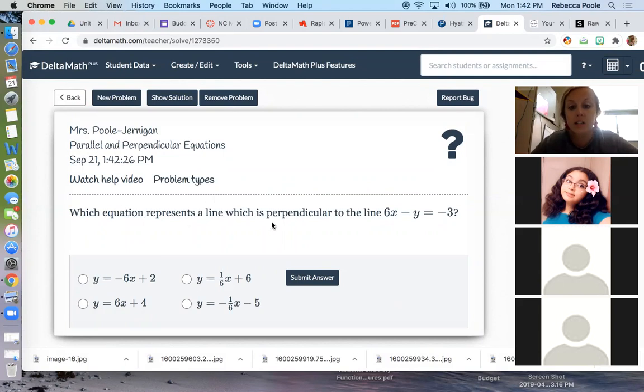Which equation represents a line which is perpendicular to this line? This one's actually easier than the one on the quiz. Can somebody tell me why? Because the answer choices are already solved. Good. The answer choices already say y equals. The one on the quiz, the answer choices didn't say y equals, and you had to go through and solve them all. I forgot that I was nicer on the test. So what do we need to do to this one up here? Solve for y.